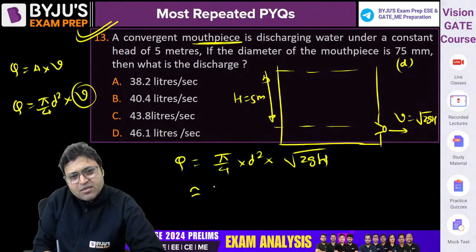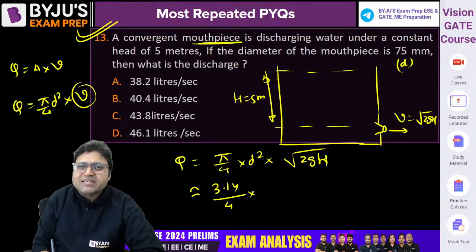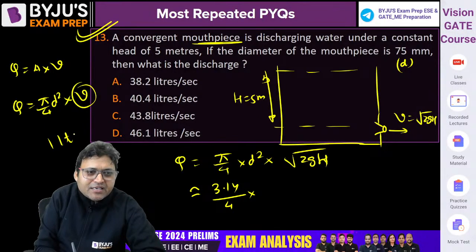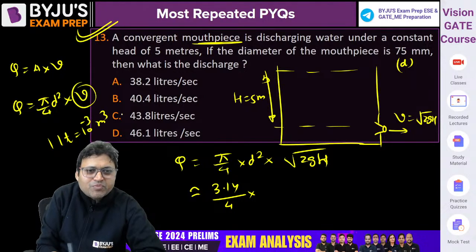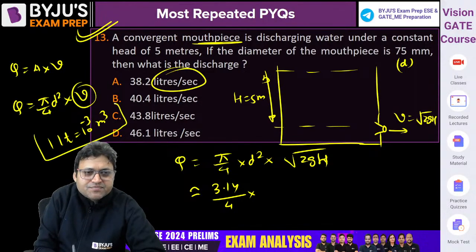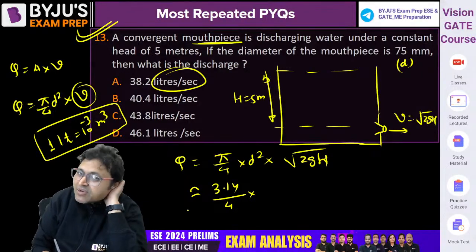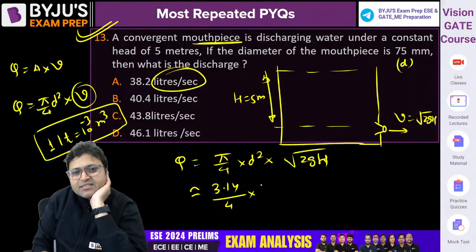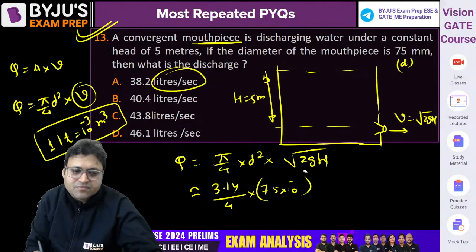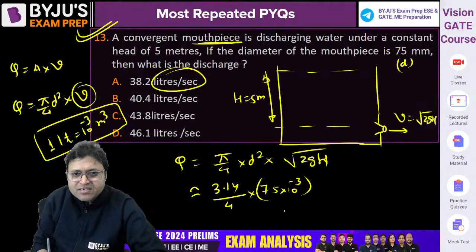So it is 3.14 by 4 into diameter square. What is diameter? 1 liter is equal to 10 to the power minus 3 meter cube. The units are in liter. 1 liter is equal to 10 to the power minus 3 meter cube per second. So it is 75 into 10 to the power minus 3 whole square. Little bit calculations is required. Otherwise the question is very simple.